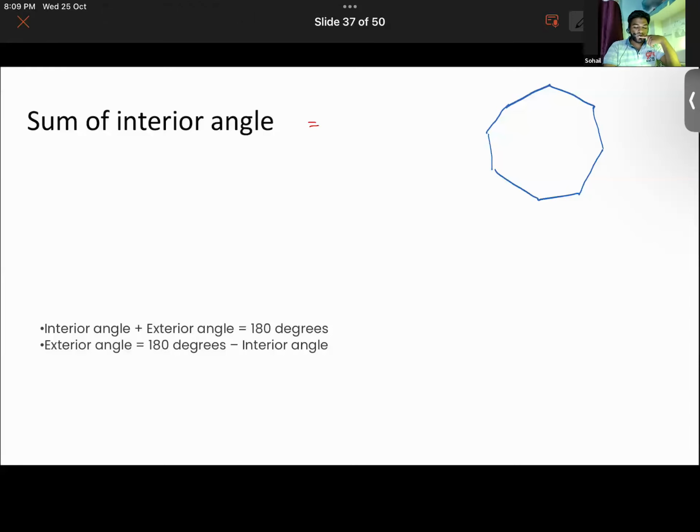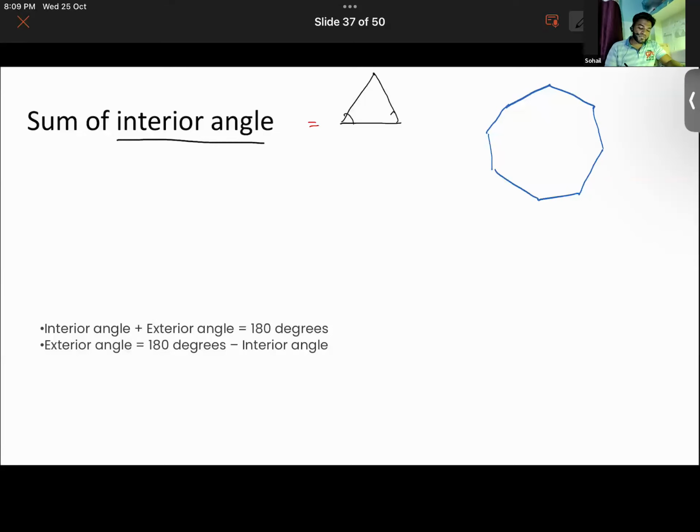For example, agar main ek equilateral triangle ki baat karta hu, remember this formula which we are discussing over here, it will only be applicable for convex polygon. Why not for concave? Because the line segments are not equal to each other. That is why this formula is applicable for only convex polygon.